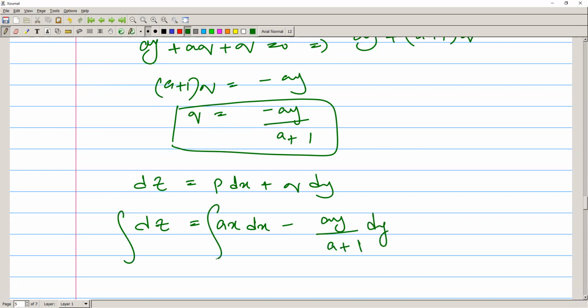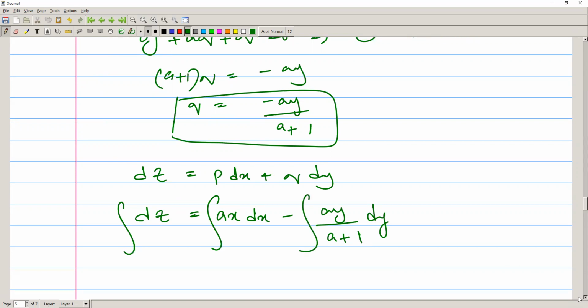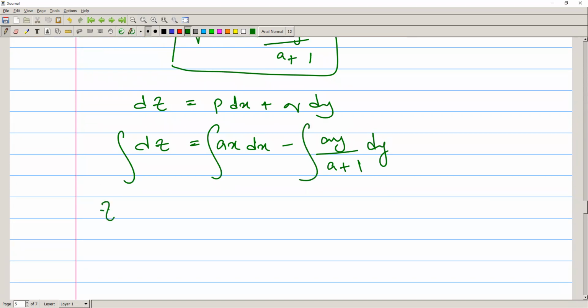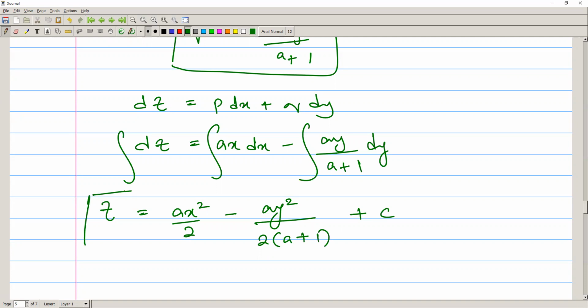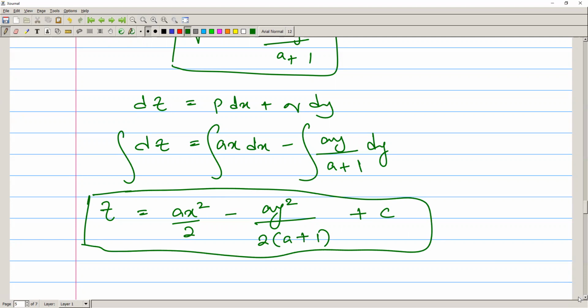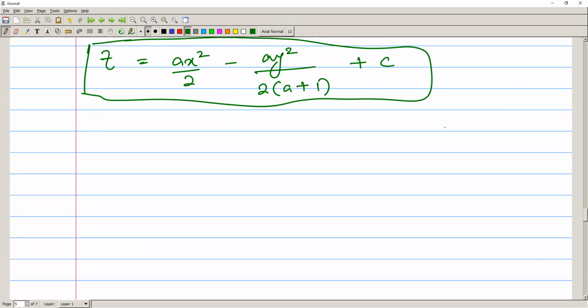So these are separable and integrable, so we can integrate these easily. z will be equal to ax squared over 2 minus ay squared over 2 times a plus 1, plus c. And we don't need to simplify it further because we already have the explicit form of z in terms of x and y. So this is fine and this is the answer.